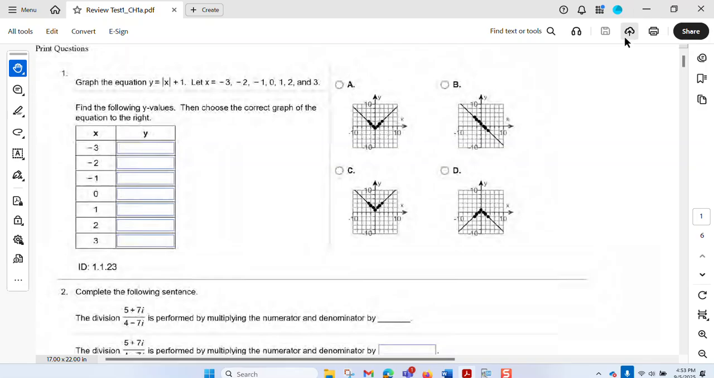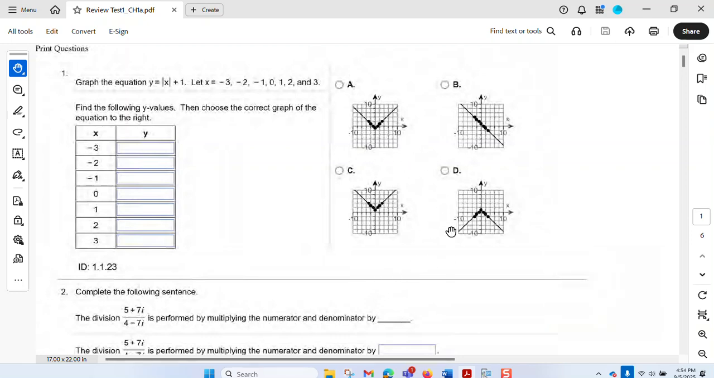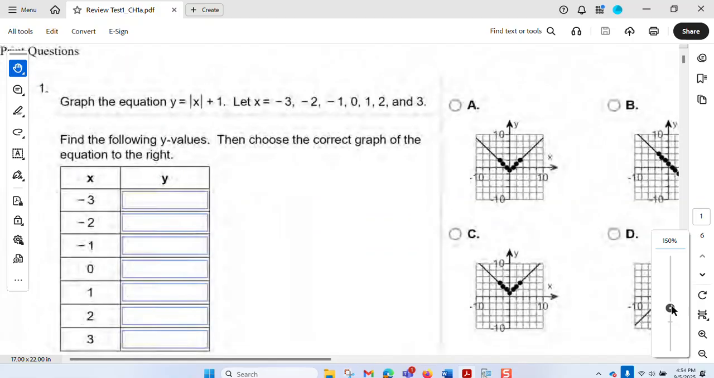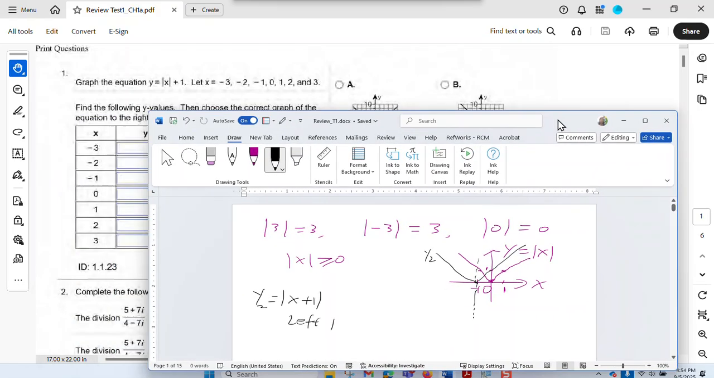All right, so now let's look at this review. This one is a graph for y equals the absolute value of x plus 1, and you want to calculate x equals -3 and the other values, and then find the y value. You find the y value, and then you choose the correct graph. If your graph doesn't look clear, you can enlarge it a little bit. This one you can go ahead and give a really quick calculation, so we're going to calculate a little bit here.